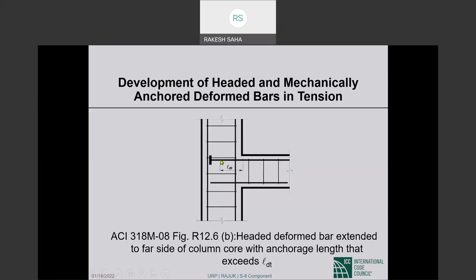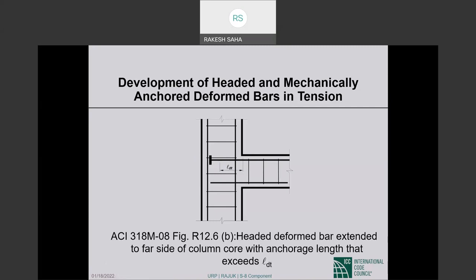But ACI 318 is saying take it as far as you can, subject to adequate cover being provided and subject to no interference with the column bars. So although the head could be terminated here, take it as far as you can towards the face of the column, still keeping sufficient cover and not interfering with column reinforcement. This is being recommended because that way you grab more compression concrete.